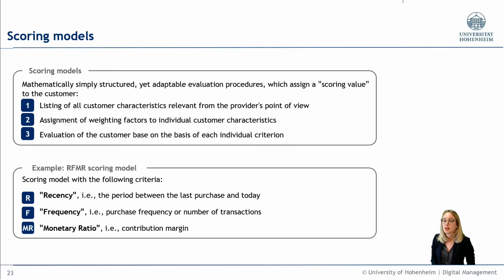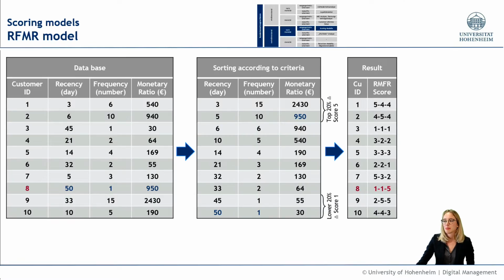So these are the three central figures or dimensions which this model considers, and we will have a look at an example now. So here's the example. We have three tables which I will now explain. The RFMR model uses three basic criteria, as we have just heard, namely recency, frequency, and monetary ratio. So we see these three criteria in the table at the mid of the slide.